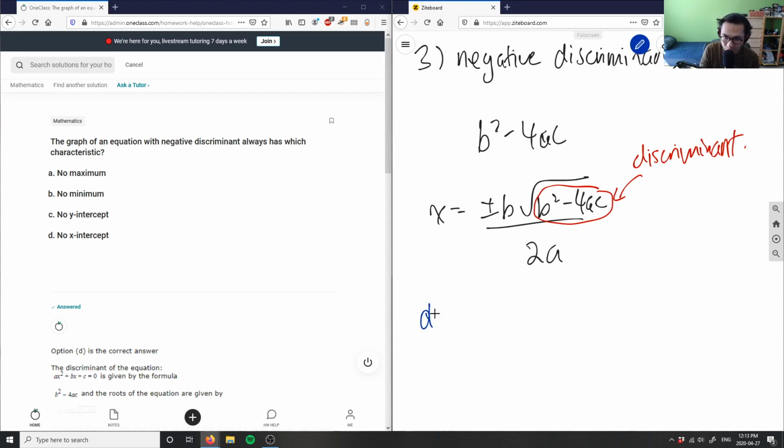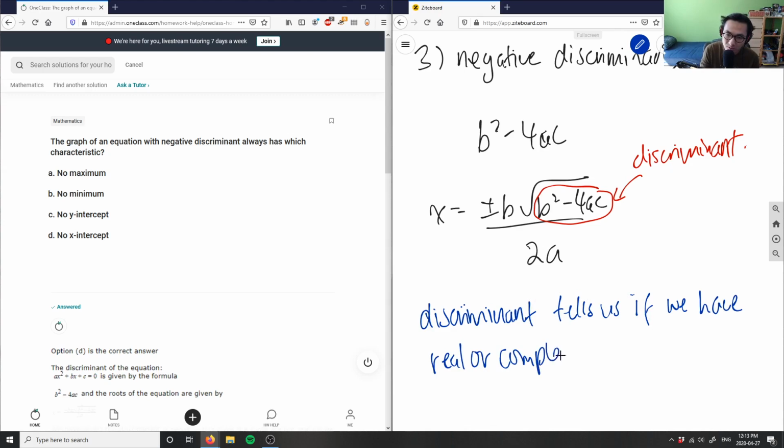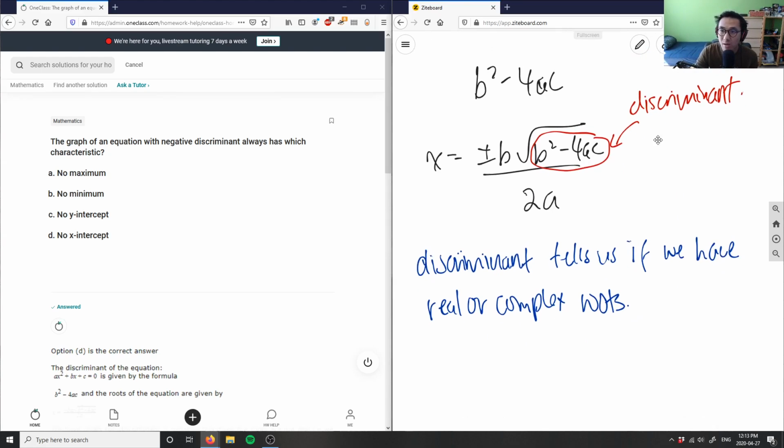So let me write that out. Discriminant tells us if we have real or complex roots. So in this case, if we have a negative discriminant, we're trying to square root a negative number. Let's say our discriminant here was negative 1.